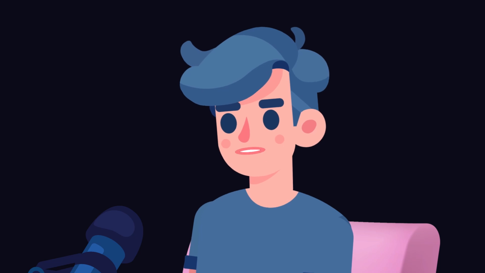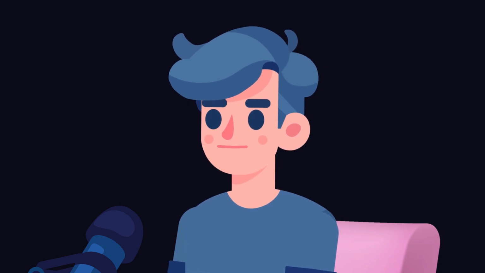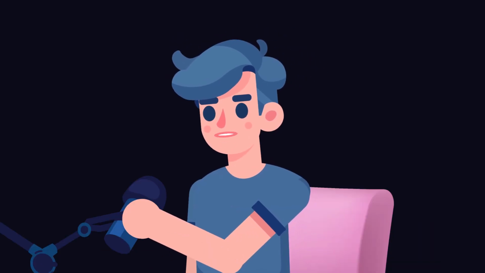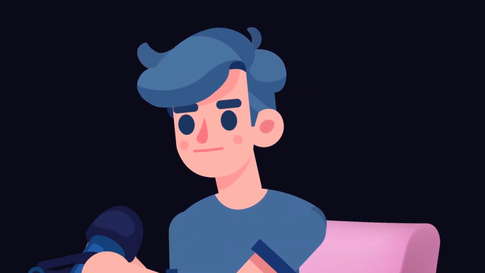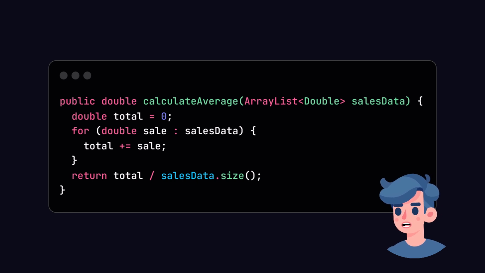Run your application to generate and view the sales data. You should see an ArrayList printed with 7 values representing the sales for each day of the week. These numbers will serve as our data for analysis. Next, let's analyze our sales data.